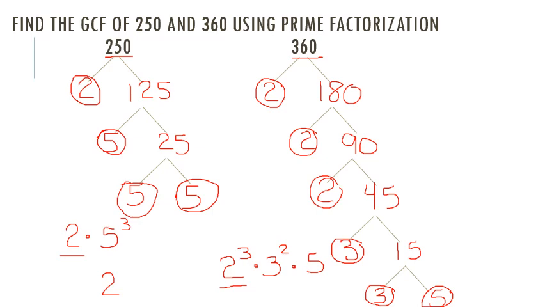I don't have any 3's in common, so that's not going to be on my list. I do have 5's in common, but again, I'm looking for the lowest number of factors in each of these, and 5 to the 1 power, or simply 5, is the lowest of the exponents of 5. So 2 times 5 is the GCF of these two numbers. Even though they have a lot of prime factors, it looks like 10 is the greatest factor that they have in common.